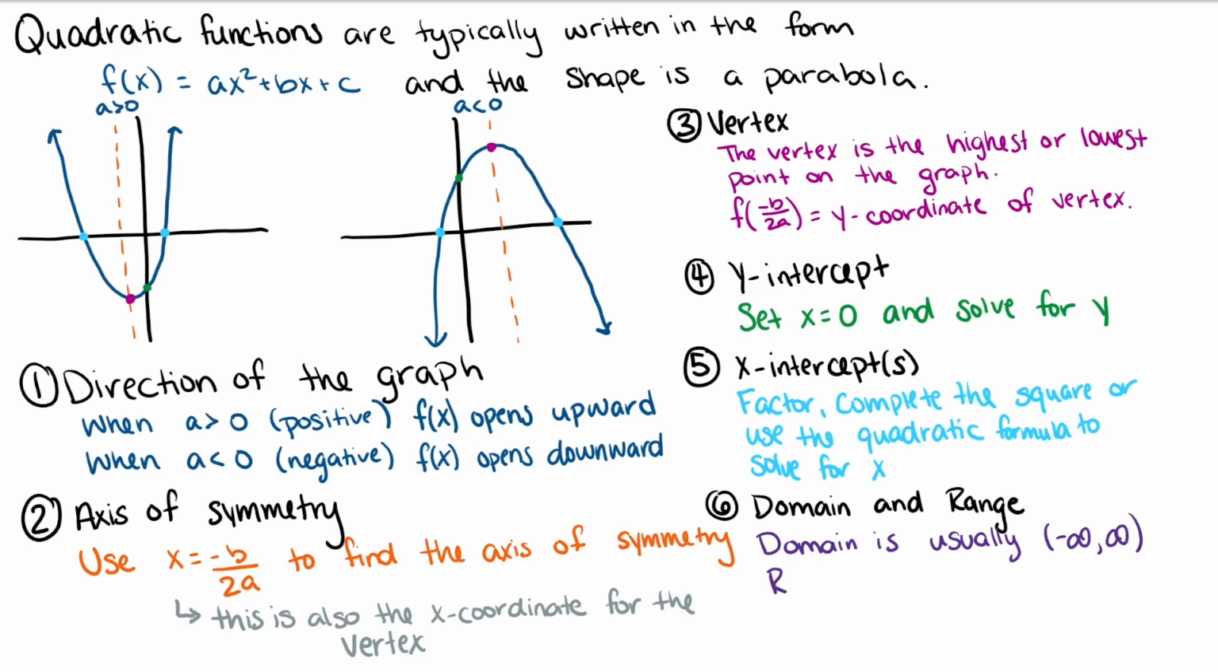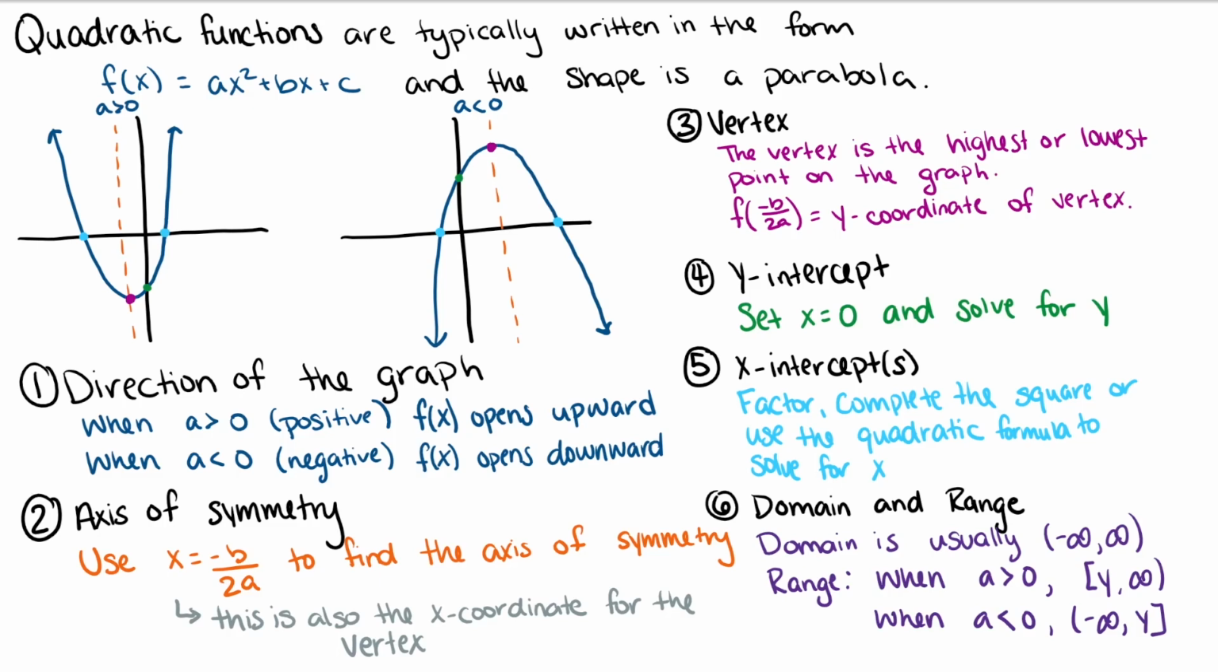Now, for our range, we're going to have two different options. When our graph opens upward, our range is going to start at our vertex and go to infinity, which means the y-coordinate of our vertex starts our range, and then we go to infinity because the graph grows forever. When our graph opens downward, our lowest point on our graph is negative infinity, so we start at negative infinity because it goes on forever in the downward direction, and then end at the y-coordinate of our vertex. So depending on the direction of our graph, we can determine our range.